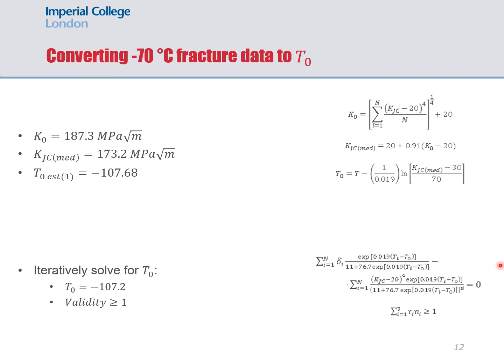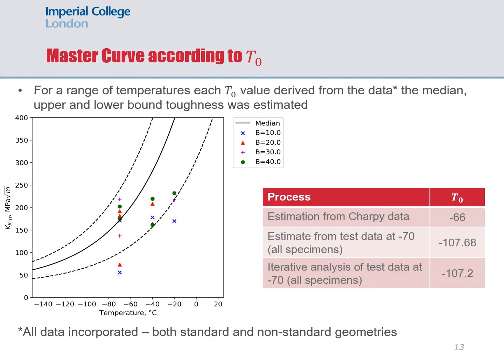Another method looks at iteratively solving T0 based on the number of data points and validity limits. Using that method, the T0 was calculated to be approximately -107.2, and we fulfilled all the validity requirements. Hence, the T0 value for our material is estimated to be -107.2. Now that we have our T0 value, we can apply the master curve relationship to calculate the median, upper and lower bound toughness as a function of temperature.